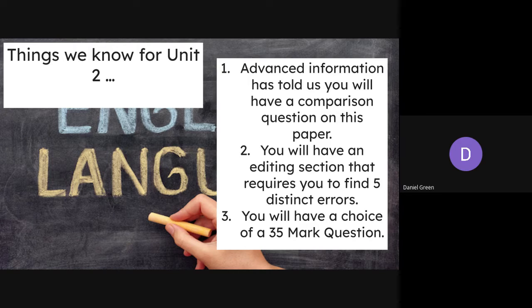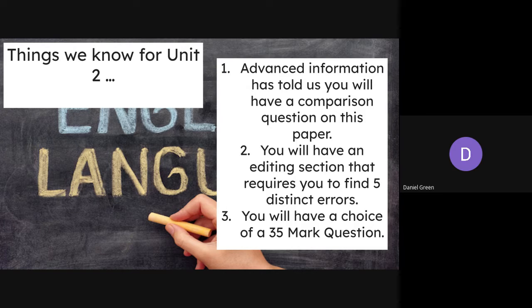Two, as with every single Unit 2 paper, you will have an editing section. Now, this has always traditionally been 5 marks, so I expect it to still stay 5 marks. Every single paper it's been 5 marks, and that will obviously add on to the 35 marks that you get for the other part of the writing section.